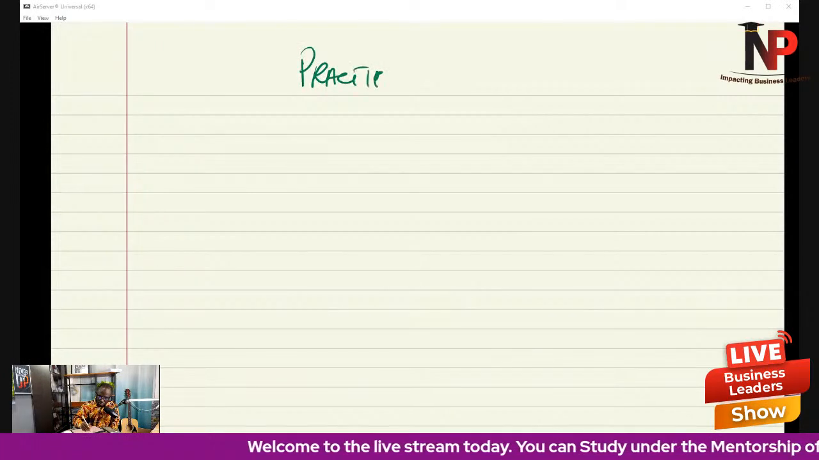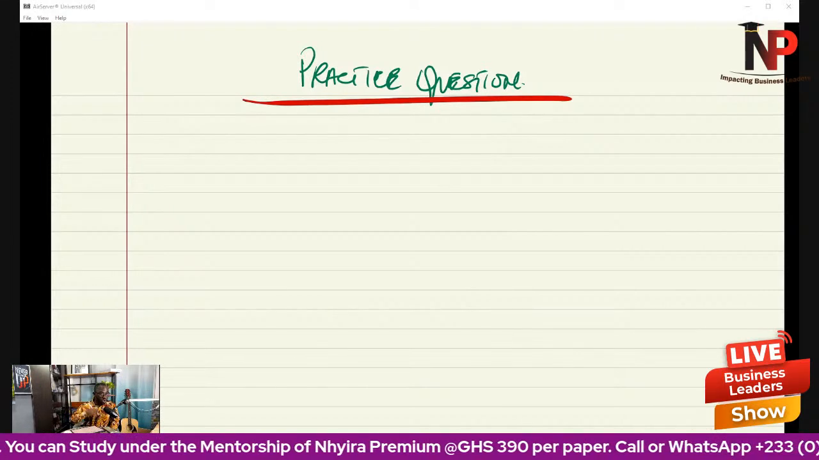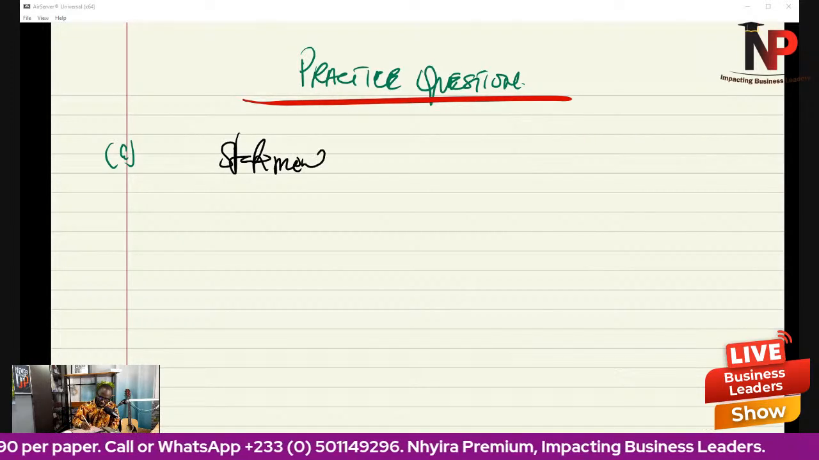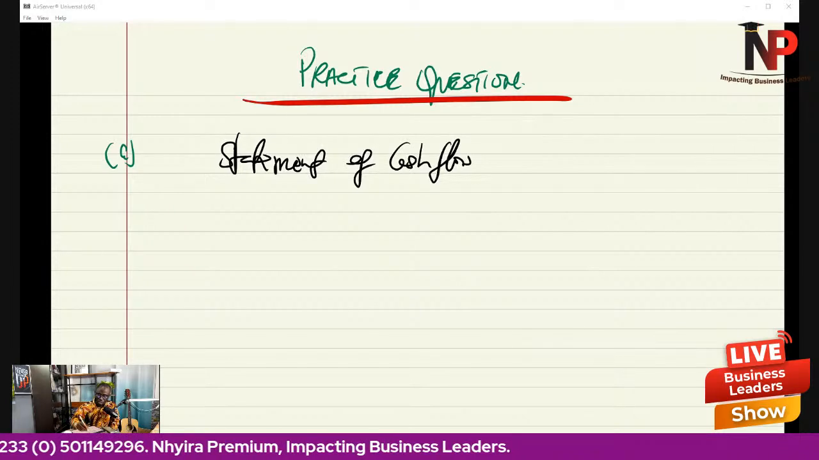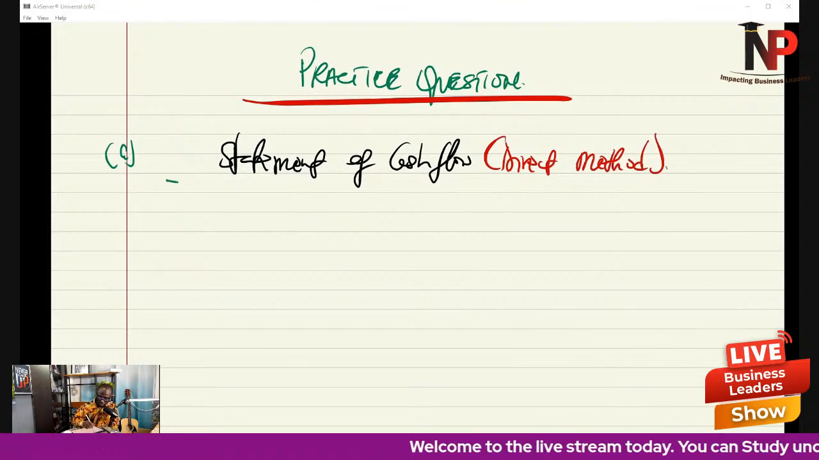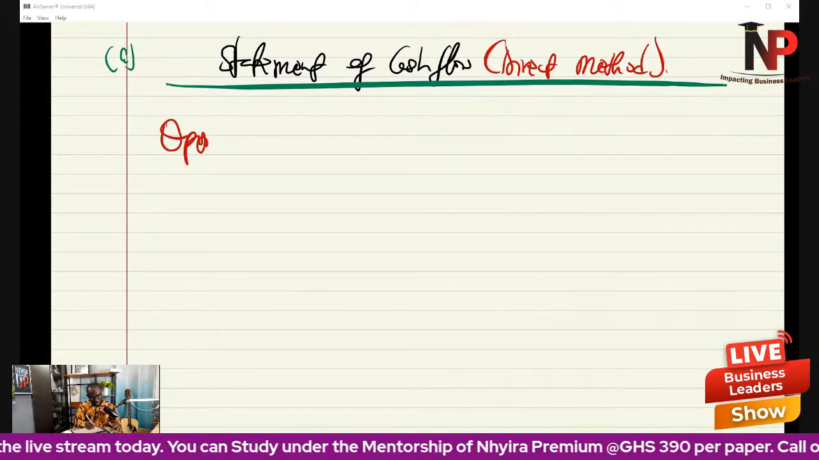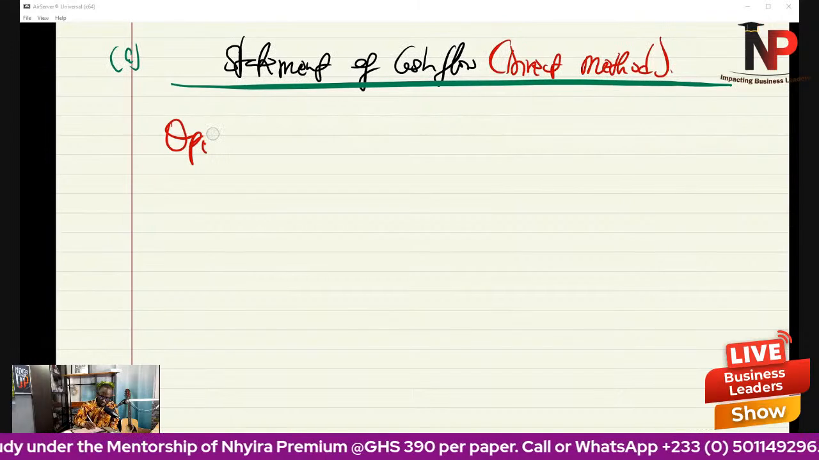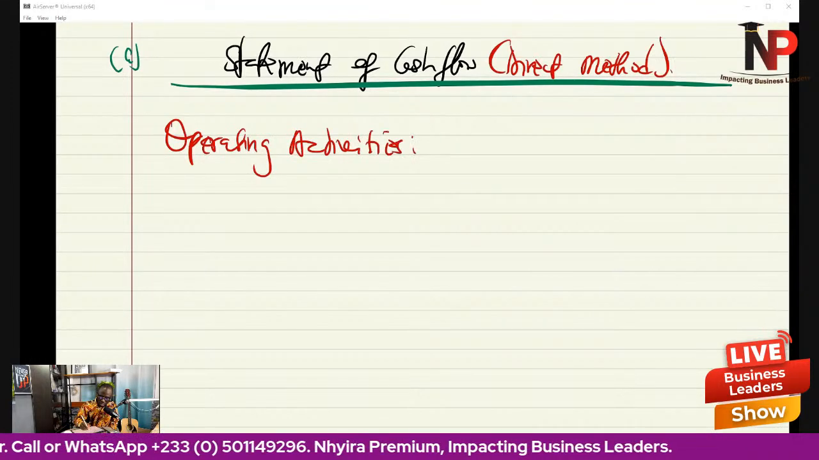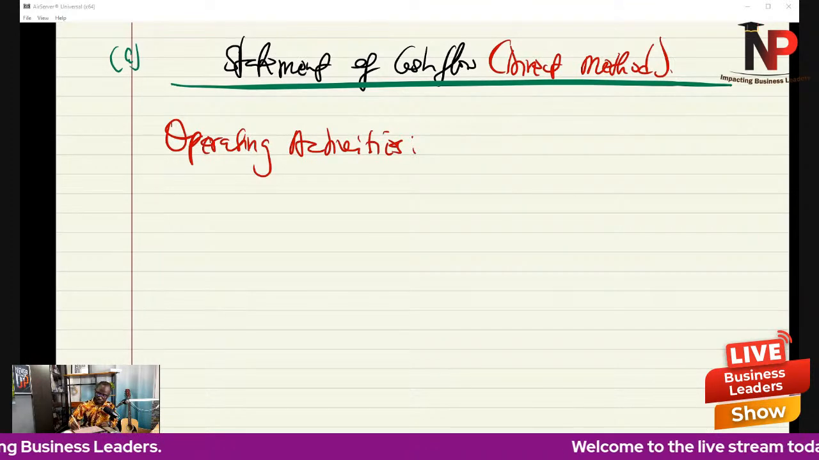So, practice question. The A aspect of the question: we are preparing the cash flow statement using the direct method. So remember, our focus here is on the operating activities. So if we are in the operating activities and we are using the direct method, we're slashing our currency sign.